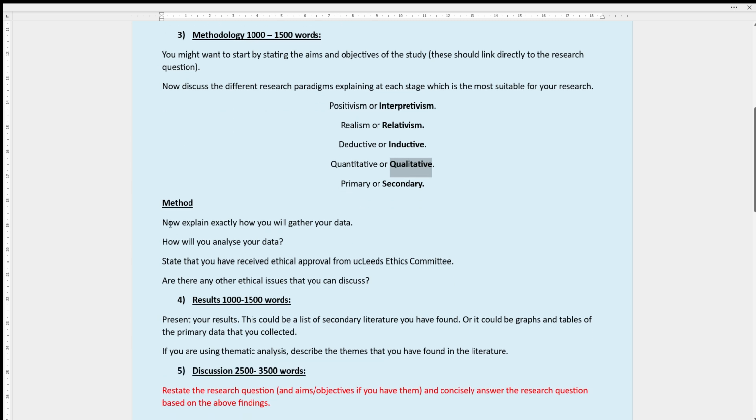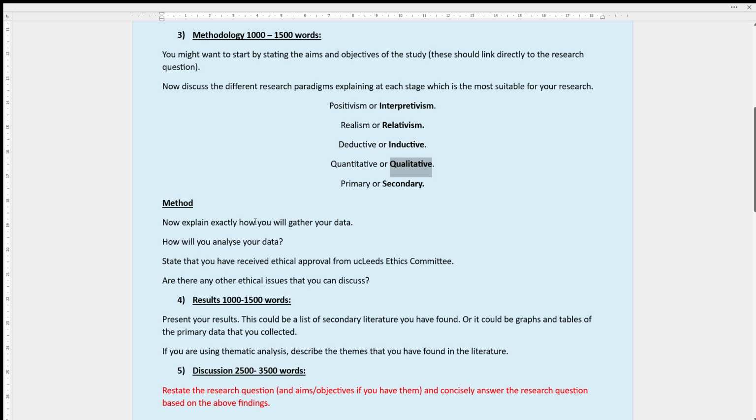Then the method, and again, this is where some students get mixed up. They think the methodology and the method are the same thing. Well, the method, it kind of is. It's part of the methodology section, but the method is just specifically how are you going to do your research? How exactly are you going to gather your data? Are you going to be searching databases? Are you going to be searching Google Scholar, PubMed?